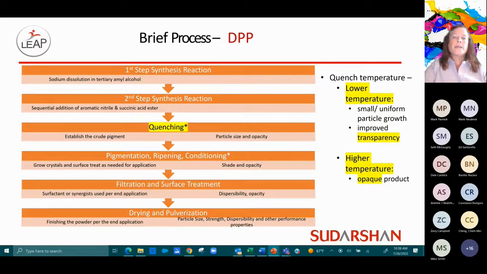Over to the DPP chemistry. The key area here is in the quenching, which takes care of the particle size and opacity. A lower quench temperature will result in a smaller, more uniform particle size, so that gives us the improved transparency. And then conversely, a higher temperature quenching process will provide a more opaque product for you.